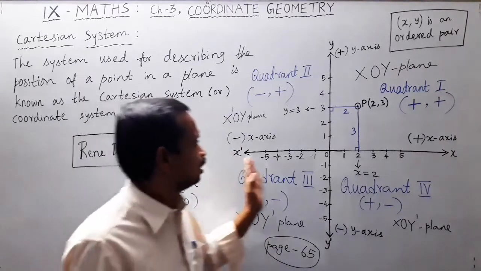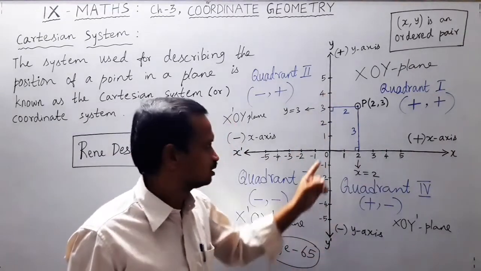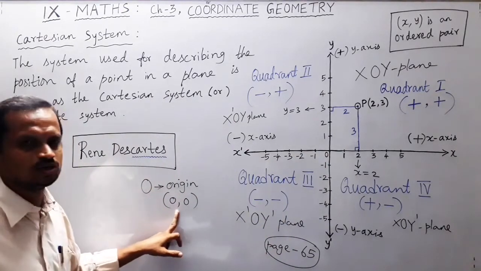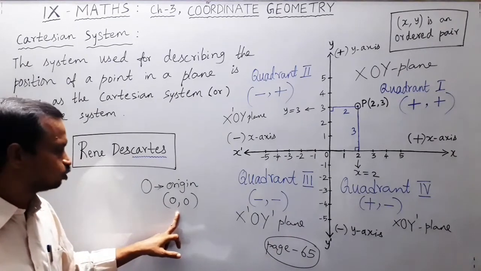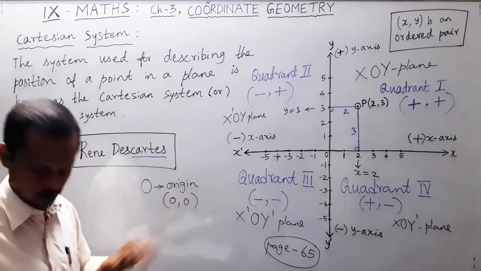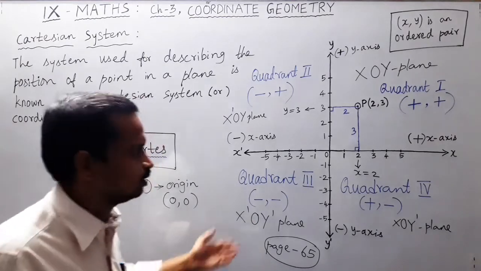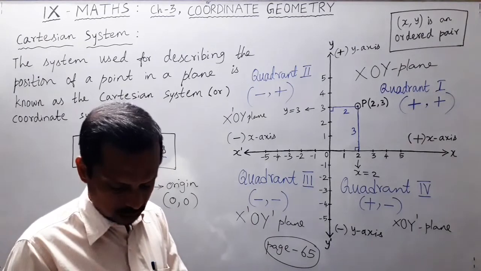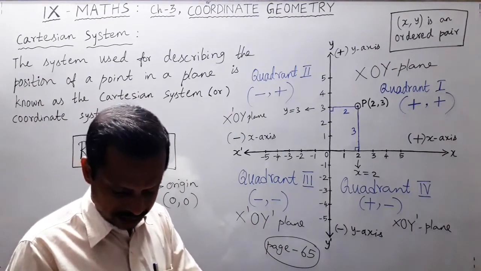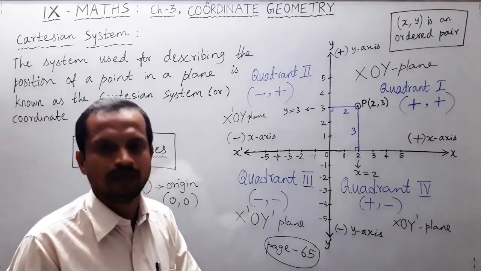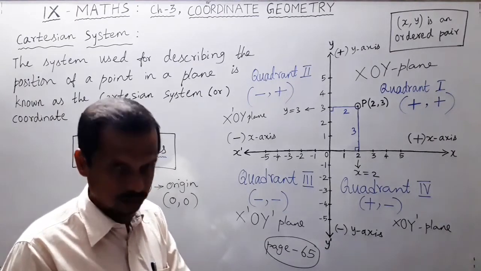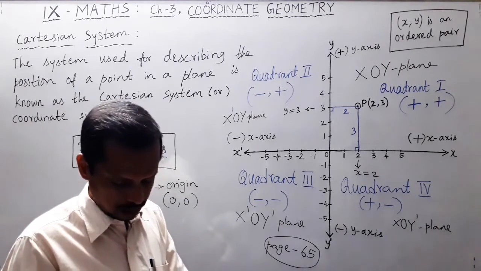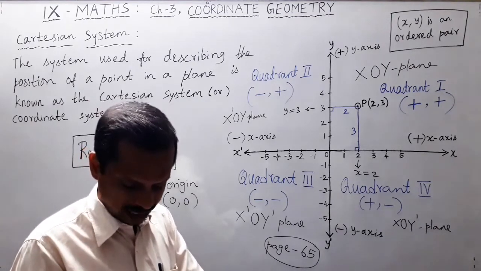Just now I told you, both axes intersect at a point which is called the origin, and we can represent the coordinates of the origin as (0, 0), where both x and y coordinates are 0. So we are calling it the origin. And coming to point number 6: the distance of a point from the y-axis is called its x-coordinate. You just focus on that point. Reading again: the distance of a point from the y-axis is called.